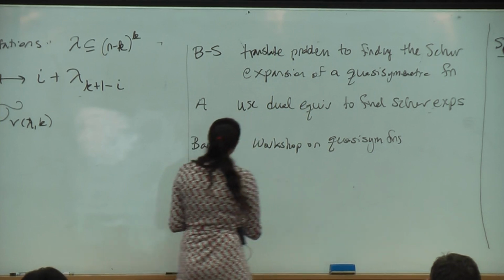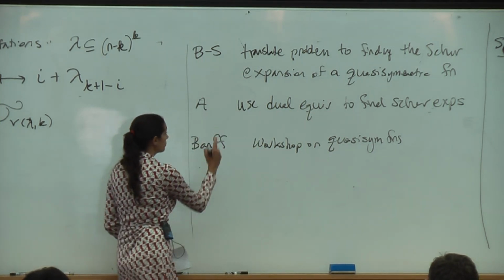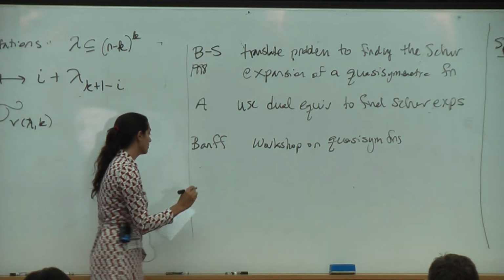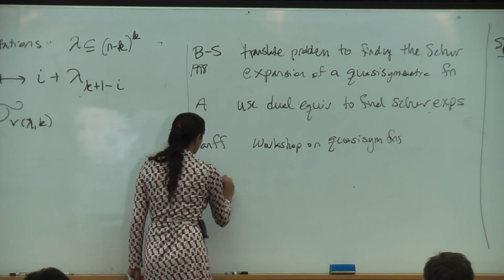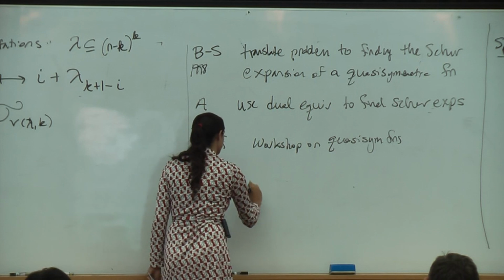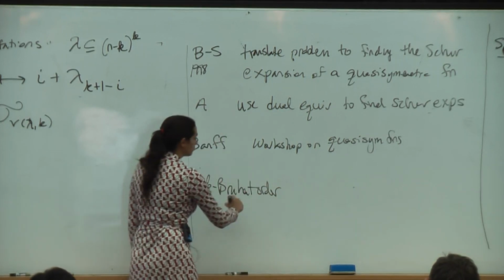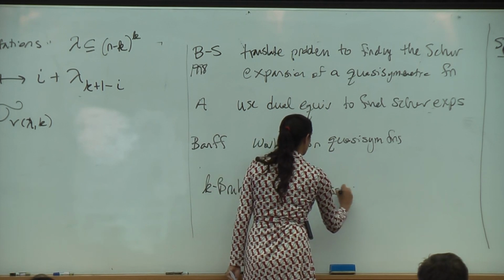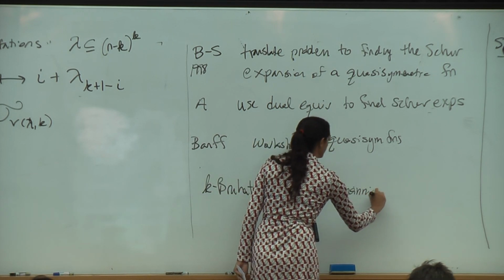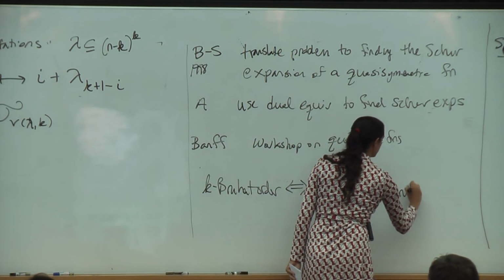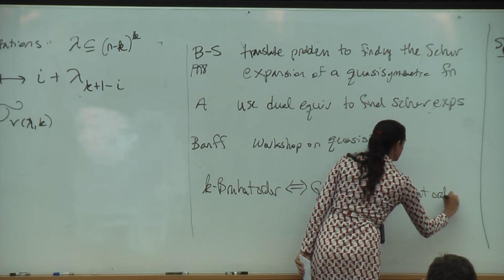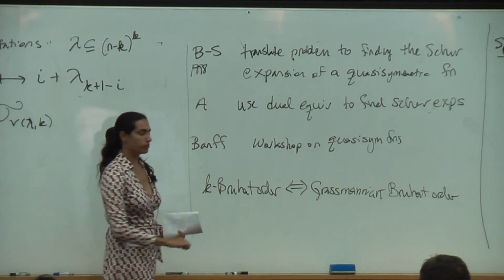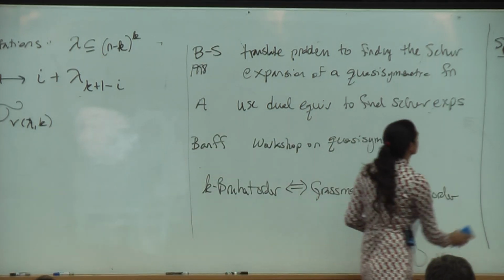Okay, so if you happen to have read this paper from 1998, then Bergeron and Sottile define something that they call a k-Bruhat order, and I'm not going to call it that. So I'll just put an equivalence here. k-Bruhat order is the same thing as Grassmannian Bruhat order, which is the new name for this, and it's Frank approved. Apparently it's not good to have a parameter in the title of your order, so we're going to call it this.